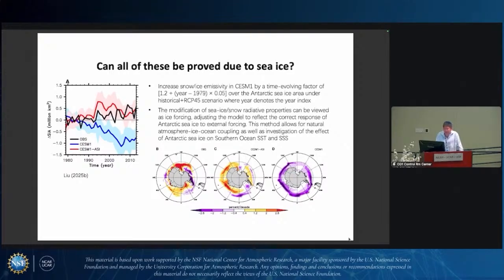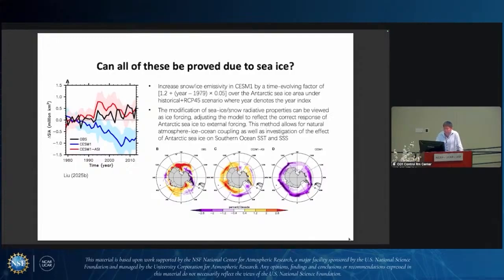However, if I just modify this emissivity, I can allow the model to simulate an increasing change over Antarctic sea ice, which is shown in the red curve. So this modification can be viewed as an ice forcing. It adjusts the model to reflect the correct response of Antarctic sea ice to external forcing.